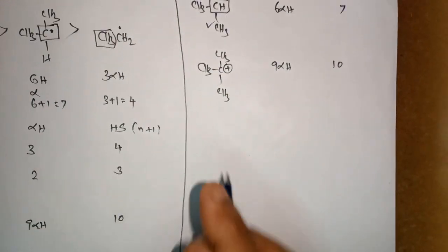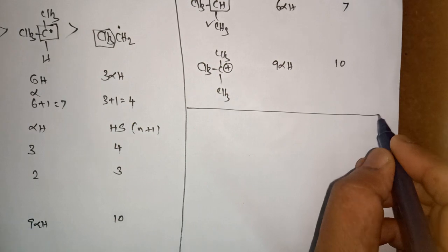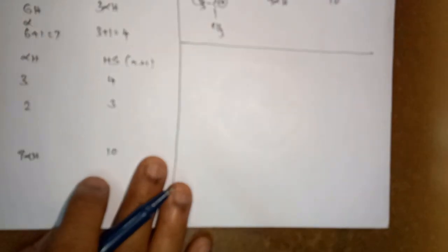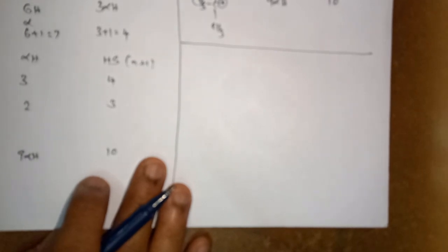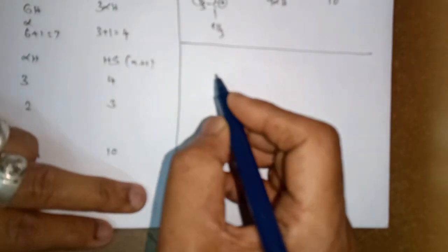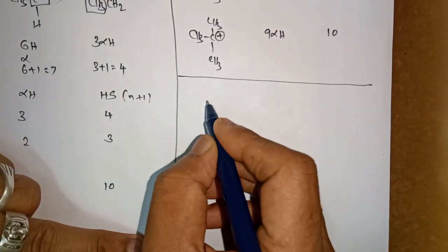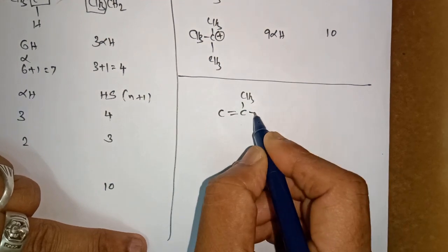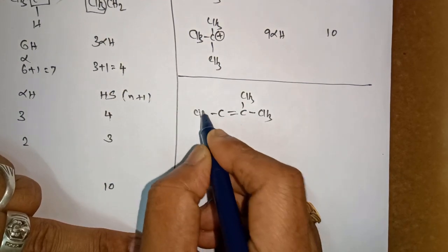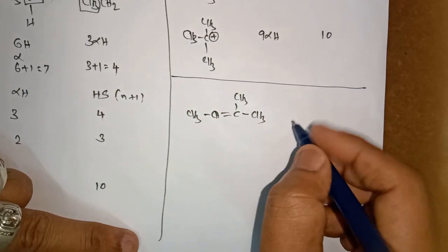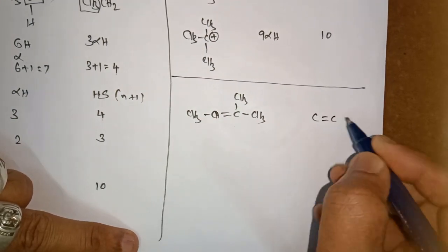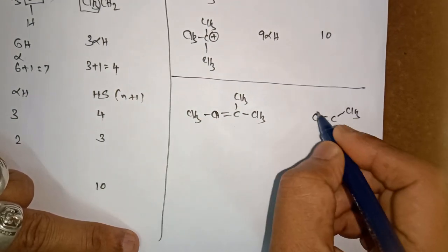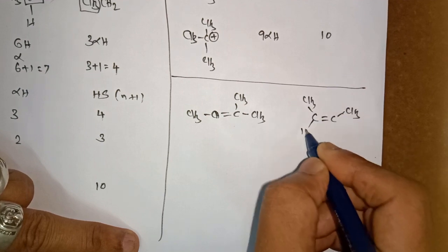Now I take some other compounds and I will tell you about the stability. Suppose I take these two compounds. I want to compare the stabilities of the two. I take C double bond C, with CH3, CH3, CH3 on it. And another one, C double bond C, it has one CH3, one CH3, and H.